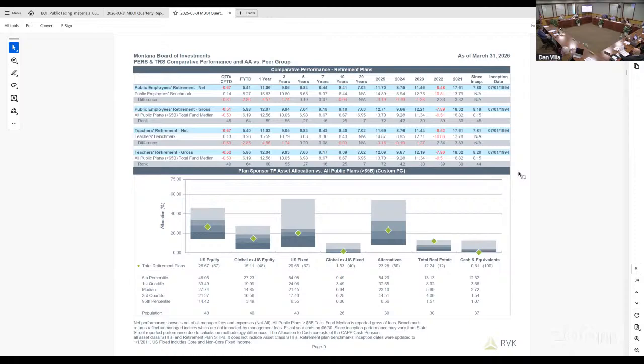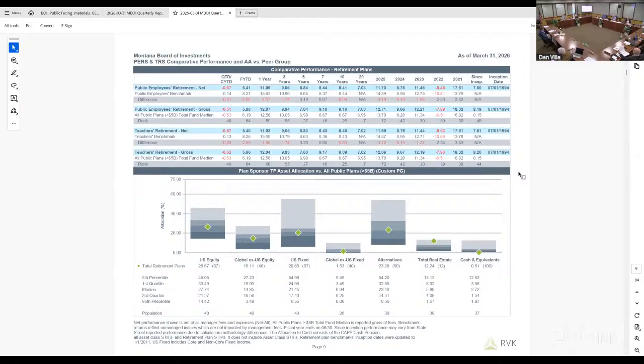We don't have hedge funds here in Montana, never have. There is a hedge fund component in that overall alternatives allocation, as well as other things like infrastructure, private credit, et cetera. So your composition is unique, but the total combination of alternatives, which are largely private, is right on top of what others are doing.